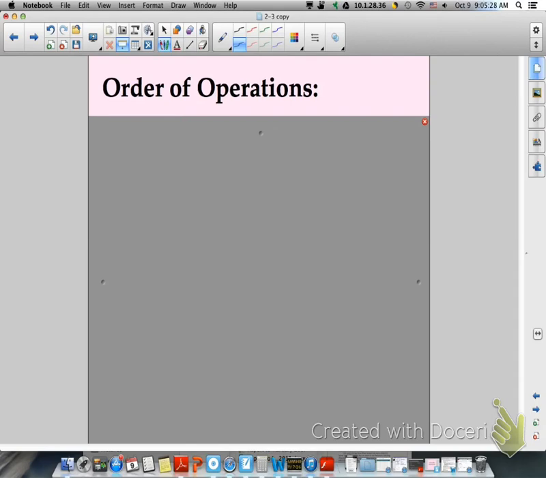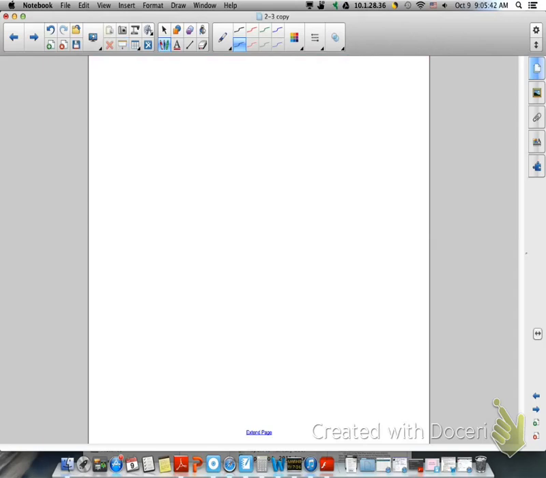Can someone tell me the whole purpose of the order of operations? Why do we need something like this? Yeah, Landon? It's like when you have a complicated problem, then you know what to do first. Okay. Any other reason? Kate? To keep you organized. Keep you organized, yes. Any other reason? Well, if you're using parentheses, you're gonna want to know what comes first. Okay. Phineas? Well, for some problems, if you do it in a different order, they get a wrong answer.